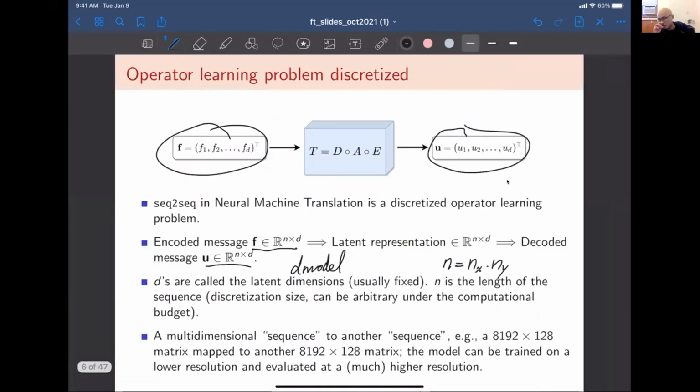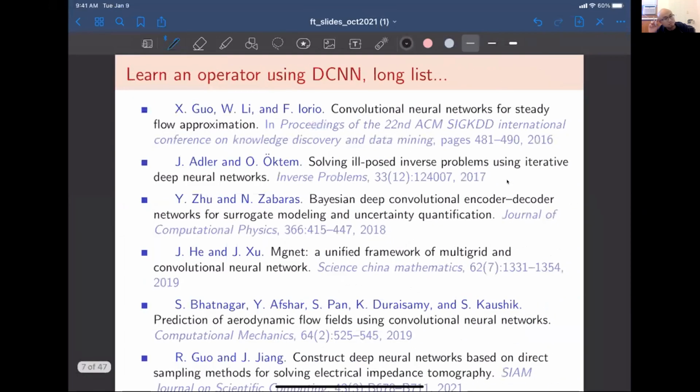Once I realized this, I thought, let's do some literature review and see what people are doing with this operator learning thing. It turns out this dates back. This is a long list, a non-exhaustive list. So if your work is not listed here, sorry for that, and you can send me an email. I can add another slide to include your work.